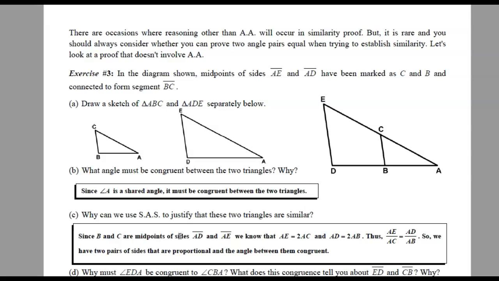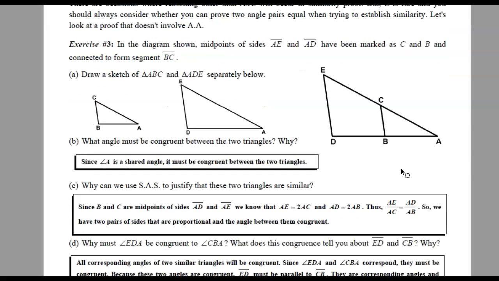But in this one, we want SAS because what's happening here is C and B are both midpoints. So that tells me that the distance from A to E is double the distance from A to C, and the distance from A to D is double the distance from A to B. So that gives us proportionality. We can say that AE over AC is the same scale factor as AD over AB. They both equal 2. That proportionality surrounding angle A is what side-angle-side means. It's two proportional sides that have the same scale factor surrounding an equal angle pair. So SAS works.